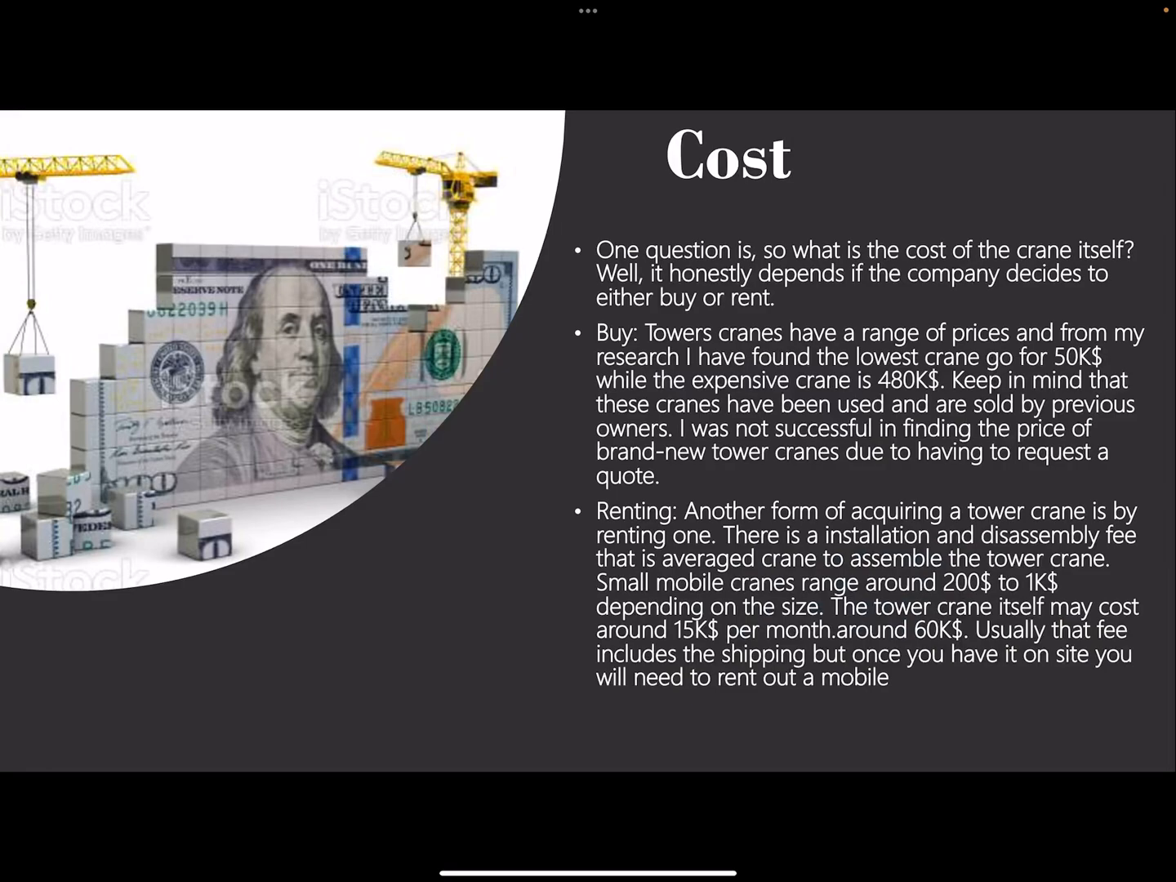And whenever it comes to renting, you have to rent the tower itself and small cranes to help build the tower. The small cranes go around 200 to 1,000, and then the tower crane itself costs 15,000 per month and around 60,000. It usually includes shipping, but of course once you have it on site to be built, you will need to rent out a mobile crane to use to build the tower crane.